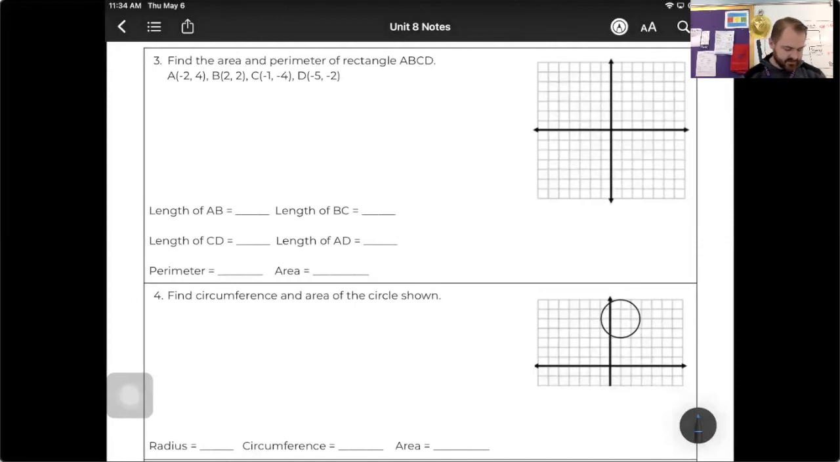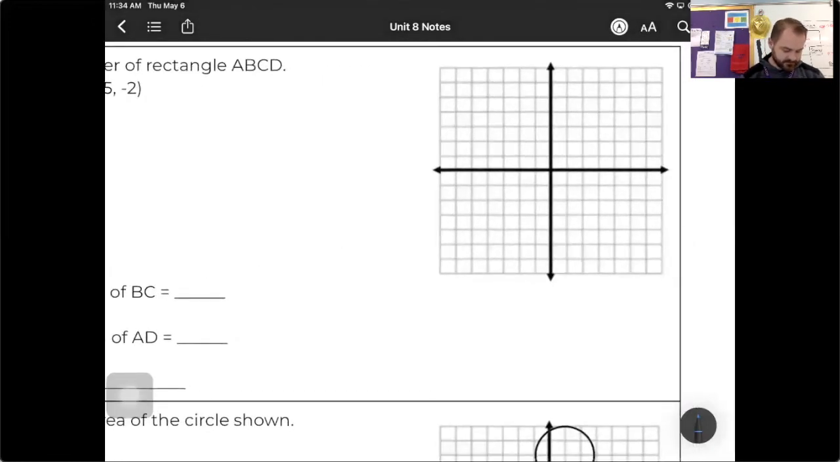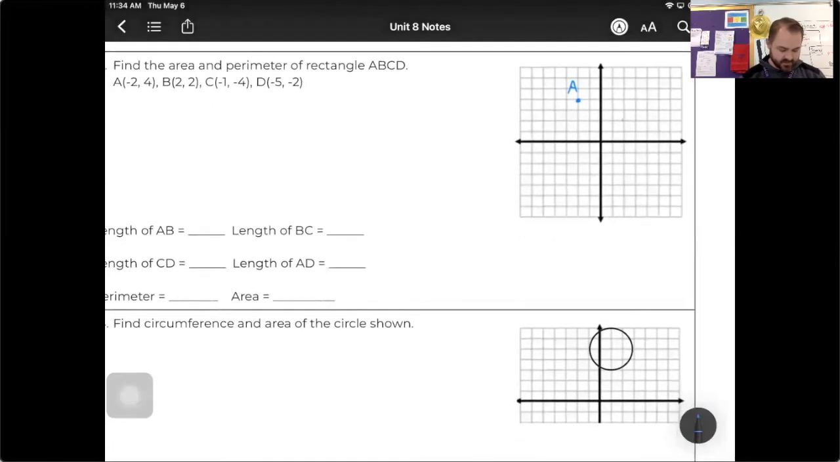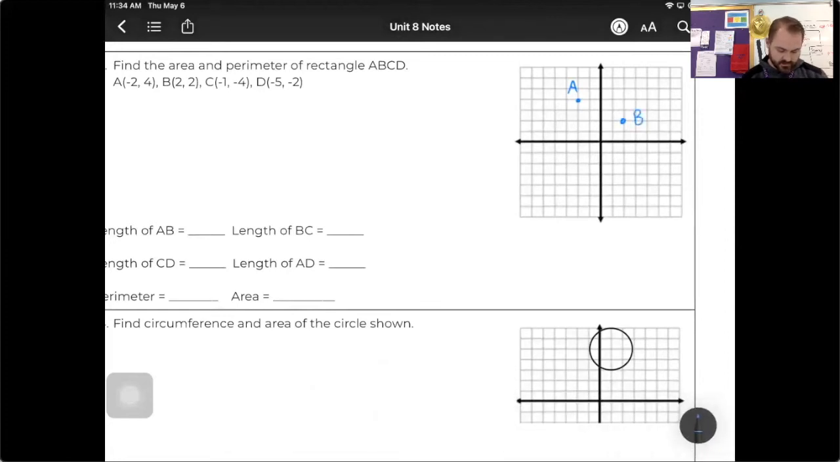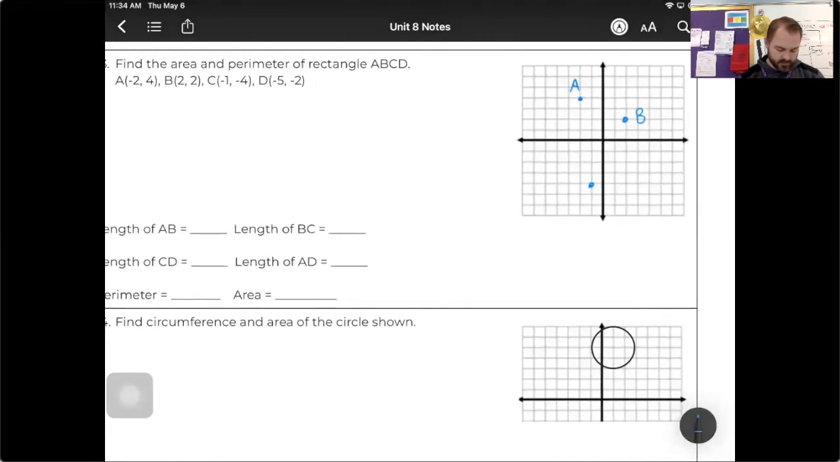A is at -2, 4. There's A. B is at 2, 2. Not point 2, point B. Okay. C is at -1, -4. And D is at -5, -2. So it's kind of angled, slanted like this, but this is a rectangle.